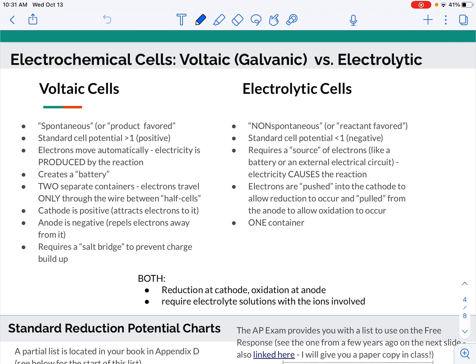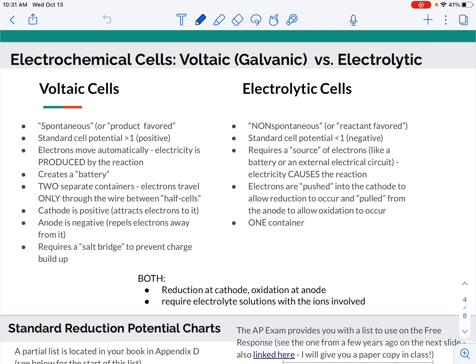It was a spontaneous reaction, but it was in one container, so we weren't able to harness the transfer of electrons. So the biggest deal here is that in voltaic cells, we want to be able to utilize the electrons that are being transferred for some other purpose. So they're usually in two separate containers so that the electrons have to travel through the wire.